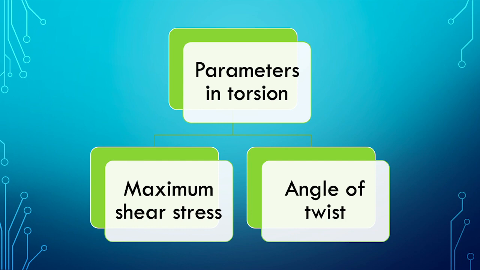Because there is a critical condition that the structure can support. If the torque applied on this structure creates greater shear stress than the maximum shear stress of the structure, then the structure will fail. Same goes to angle of twist. If the angle of twist created from the applied torque is greater than the allowable angle of twist of the structure, then the structure will fail due to torsion.